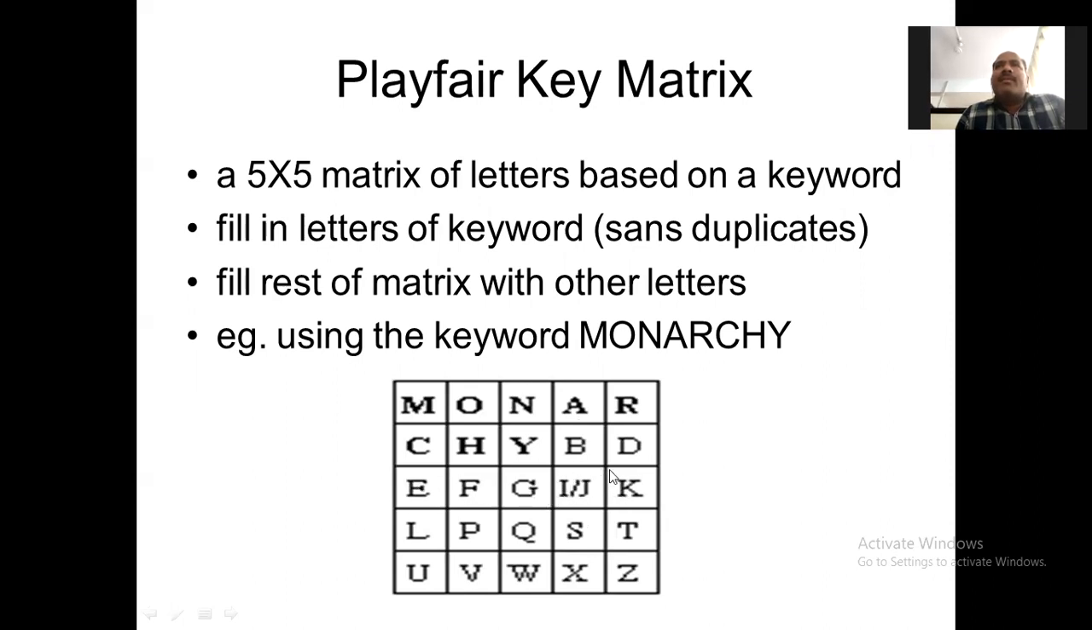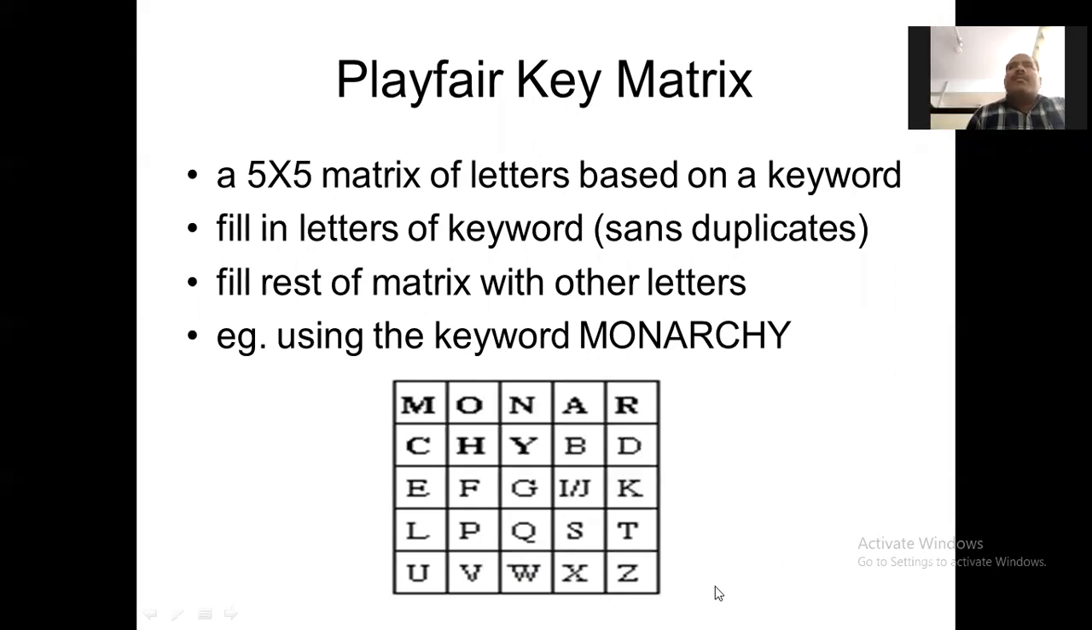Why have we written I and J together here? Because Wheatstone suggested combining any two letters, and he suggested taking I and J as a combined letter. You can write any letters as the combination, there will not be any problem. Then K, L, P, Q, S, T, U, V, W, X, Y, Z. This is the key matrix we need to consider for the 5 by 5.